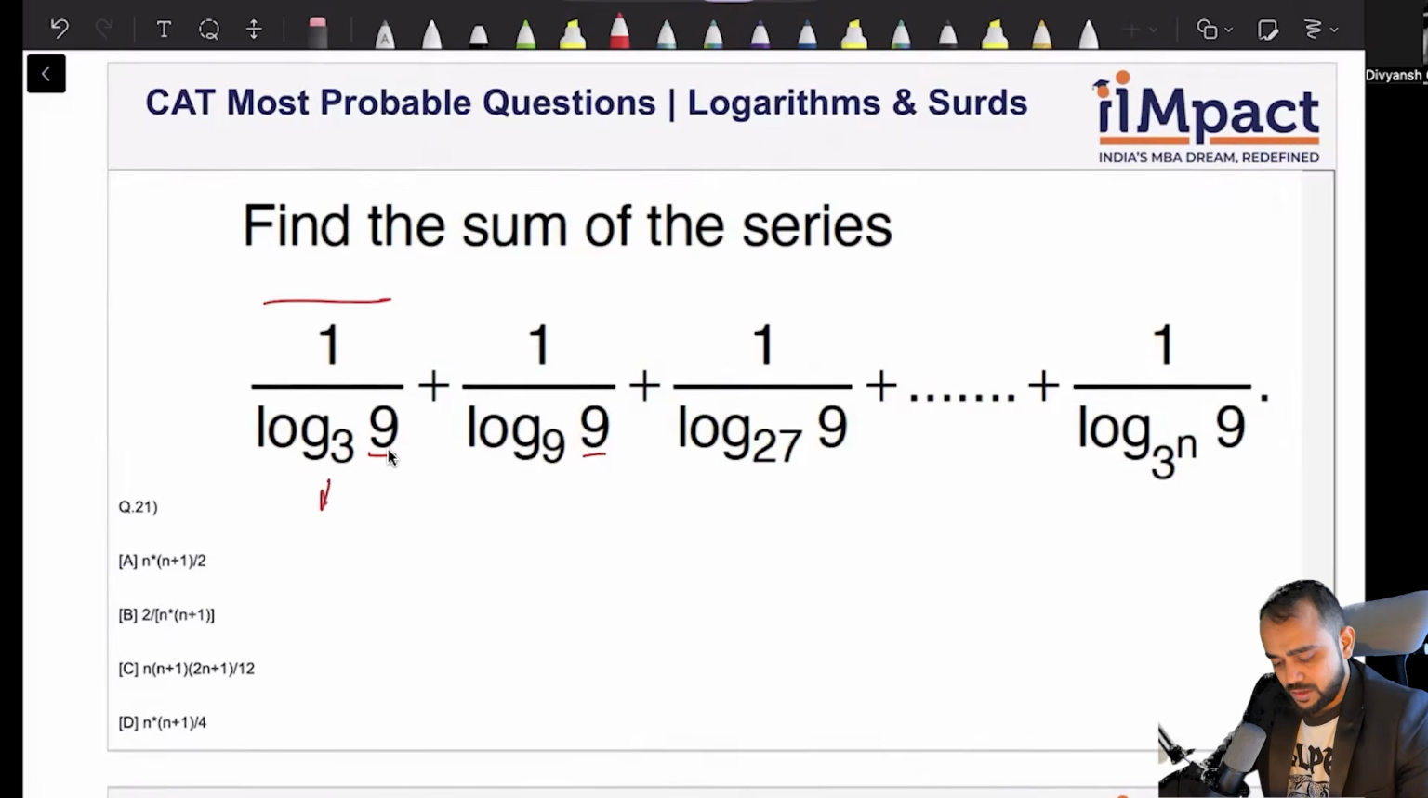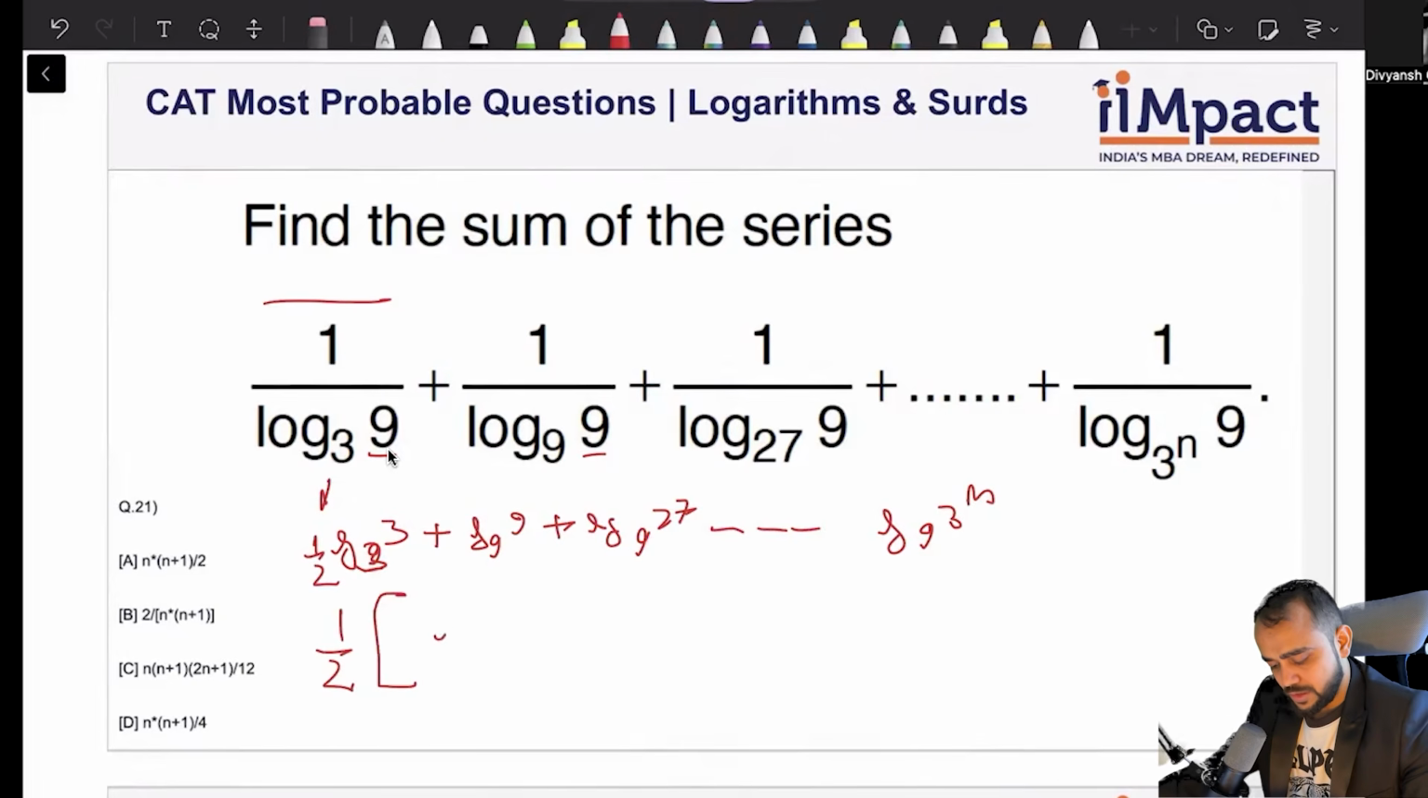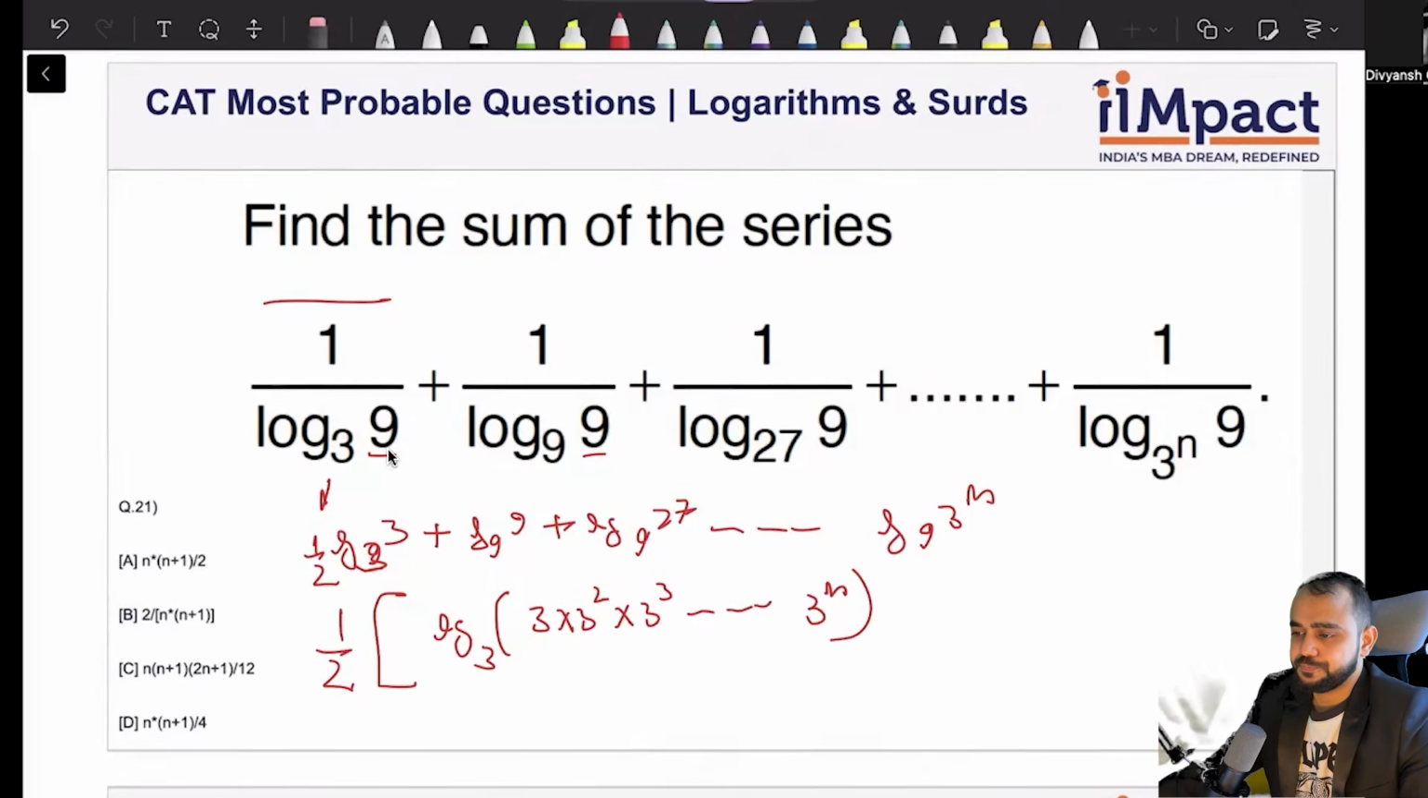So this is what? Log 3 base 9 plus log 9 base 9 plus log 27 base 9. So, 1 by log a base b is actually equal to log b base a. So this is going on till log of 3 to the power n base 9. So first of all, I'll convert this into 3. So I'll get 1 by 2 in front of each term, which I will take common. So my question becomes log of 3 into 3 square into 3 cube till 3 to the power n to the base 3.